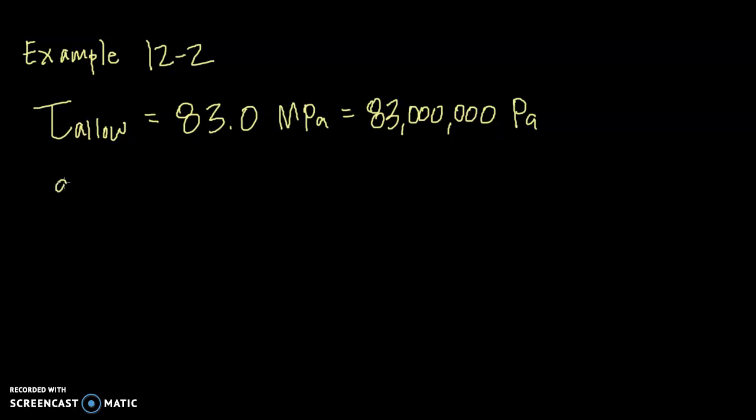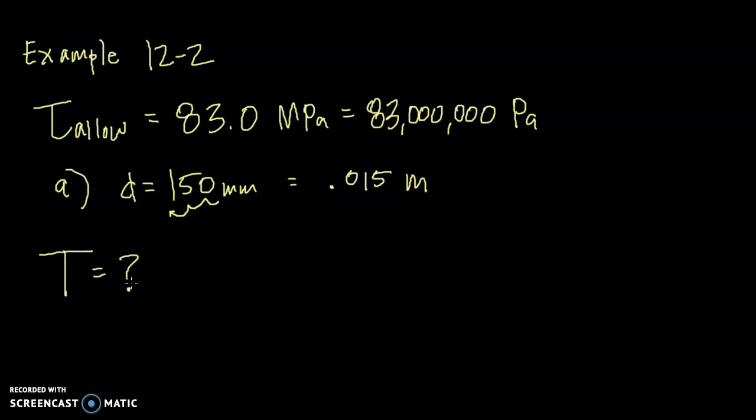We want to, for part A, assume that we are dealing with a solid shaft with a diameter of 150 millimeters. That is equal to, that decimal place, 1, 2, 3 times, that'd be 0.015 meters. And so we want to know what is the allowable torque? How much torque can we apply to this shaft if it has an allowable shear stress of 83 million pascals and a diameter of, I think I got my number of zeros wrong here. That'd be 123.15. So X that out. It's 0.15 meters.